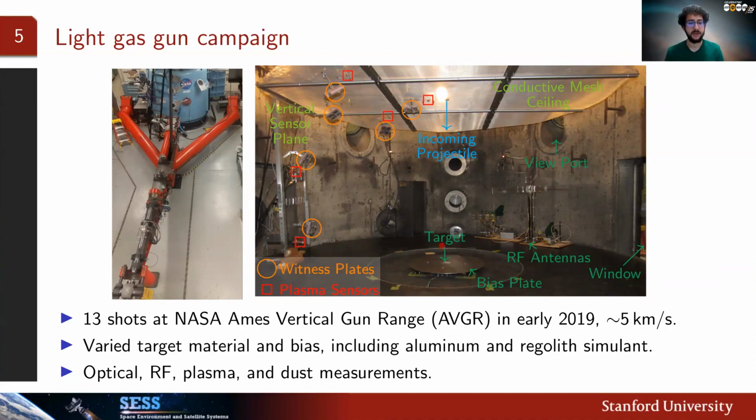We shot 13 targets of various materials with 6 milligram or 1.6 millimeter diameter aluminum projectiles. I'll focus on impacts on aluminum and powdered regolith simulant targets as analogs for spacecraft and small solar system bodies, respectively. The instrumentation included a variety of sensors, including optical instruments such as high-speed cameras, RF antennas, and Faraday cup plasma sensors, which were co-located with witness plates, which I designed for measuring the impact debris.